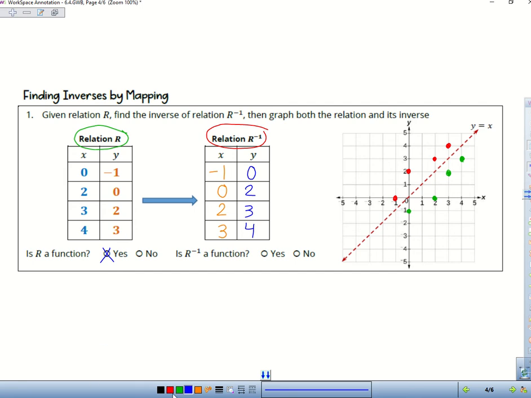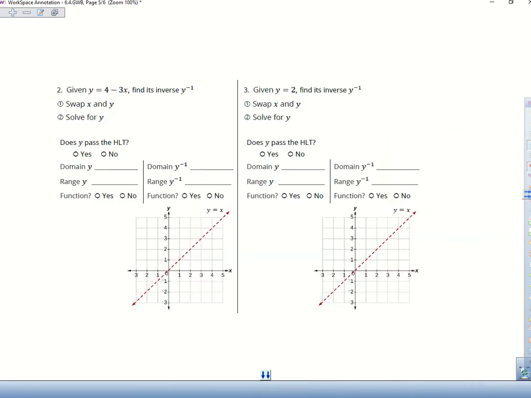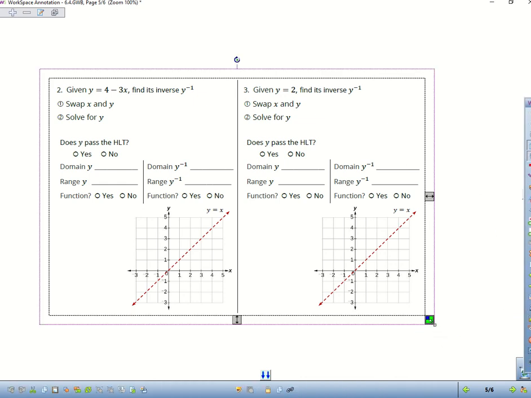And does the one in the red, the inverse, pass the vertical line test? Yes. So you're just looking to see if there were any double points that we'd hit if we drew a vertical line. Alright, so now we're going to go ahead and come up with an inverse together.